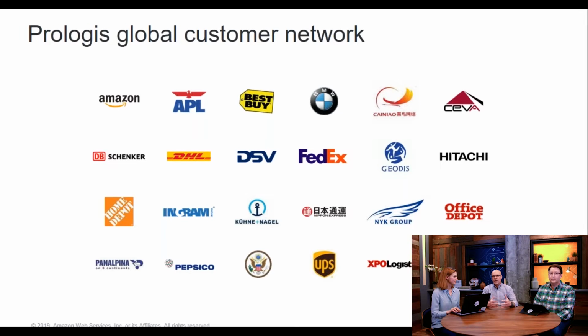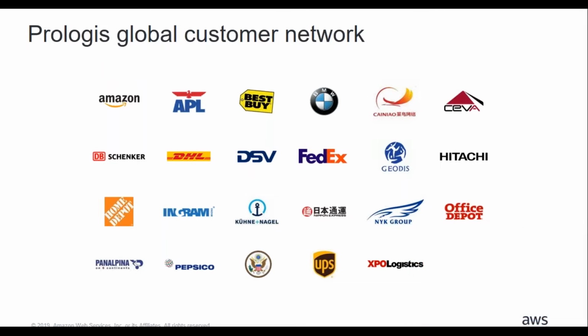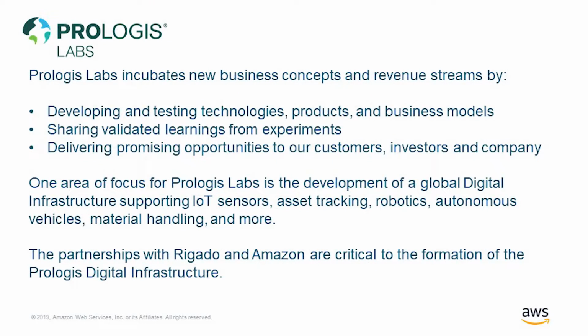So when you think about our customers leasing anywhere from 10,000 square feet on up to over 1 million square feet with us, we've got to find a technology solution that's very flexible, very scalable, and very secure. So we created a lab in San Leandro, California, that we call Prologis Labs. In that lab is where we're experimenting with this technology.